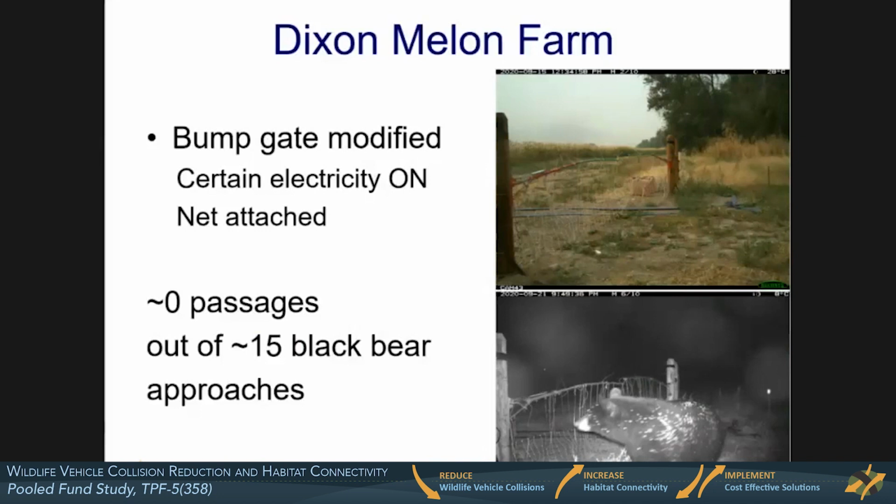Now, since this modification, we've had extremely good results. About 15 black bears approached since this modification, and we've had 0 passages since then. So this seems to have been a critical modification to this commercially available design to make it suitable and effective to keep black bears out of, in this case, a melon patch.